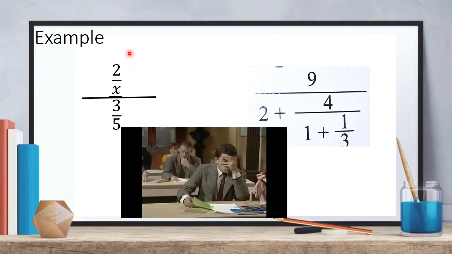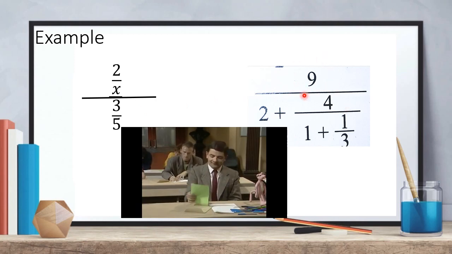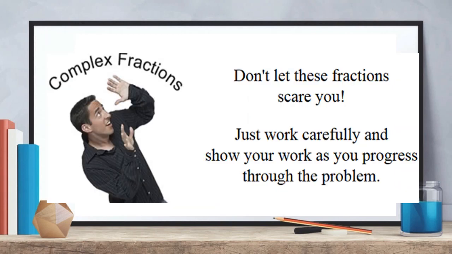So here is the example of a complex fraction. The numerator is a fraction and the denominator is a fraction. Or then in this example, the numerator is a number and the denominator is more than one fraction. Don't let these fractions scare you. We'll solve everything step by step.